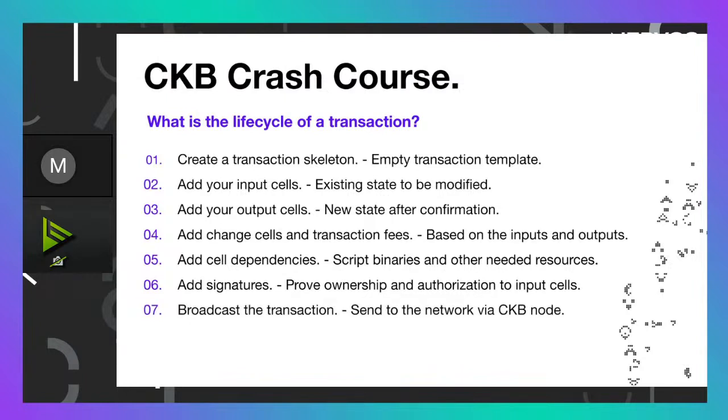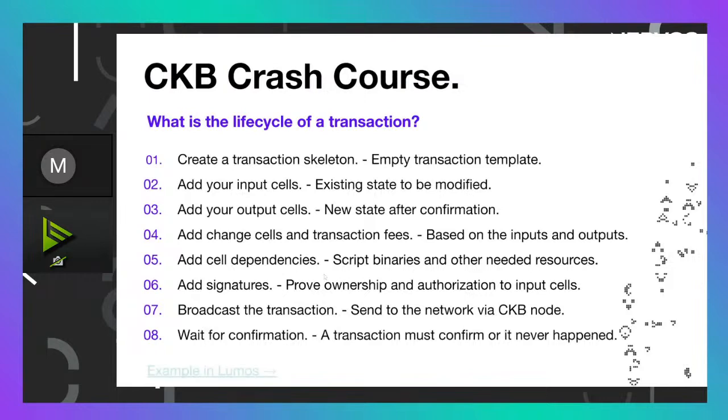Okay, so once you've created all of that, you go ahead and broadcast your transaction to the network via a CKB node, and then of course you just wait for it to confirm. The transaction has to confirm, or it didn't actually happen on the blockchain. You need to wait for it to confirm.